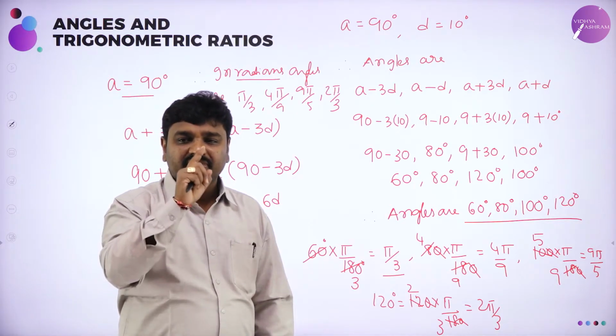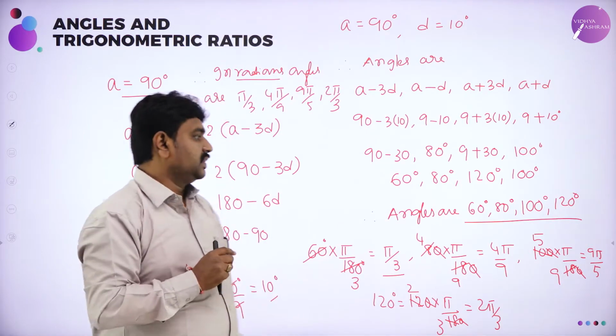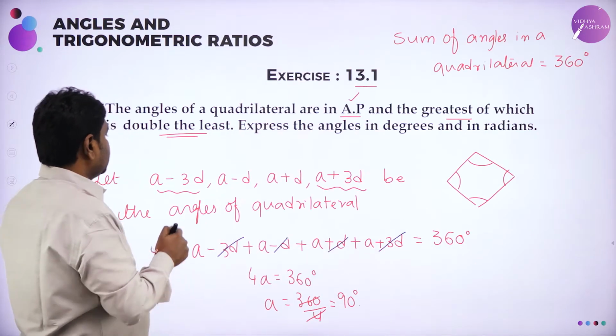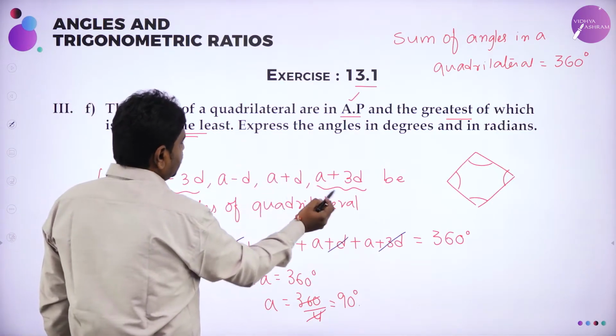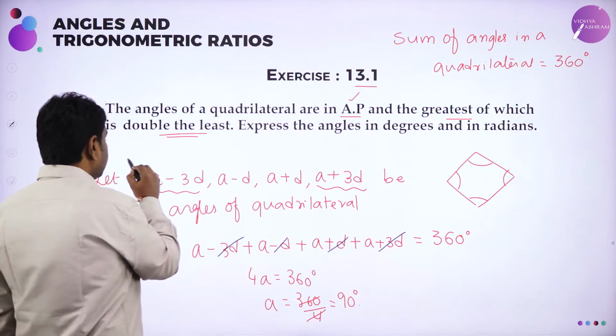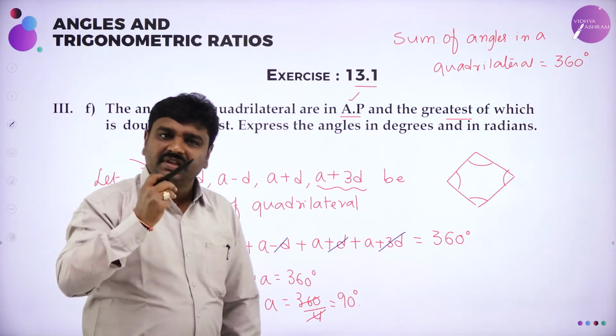What is the basic? Sum of the angles in a quadrilateral is exactly 360 degrees. And taking 4 consecutive terms as a minus 3d, a minus d, a plus d, a plus 3d, because they are in AP. This is the hint of the problem. So if you know how to consider 4 terms in AP, then you can solve it.